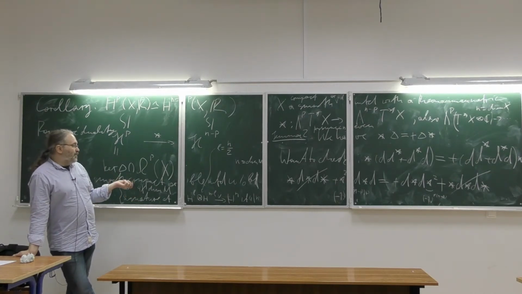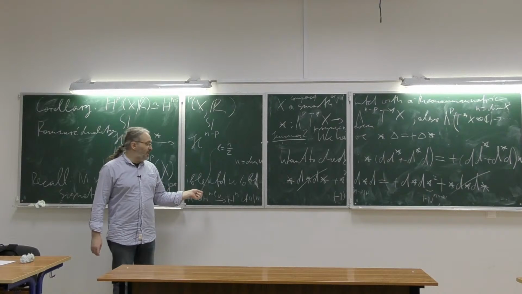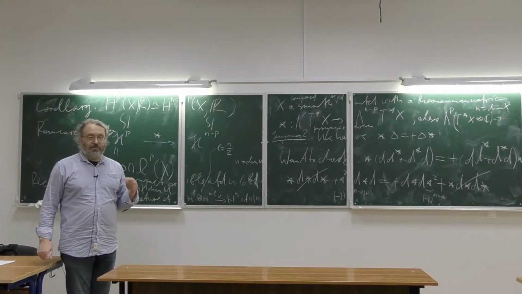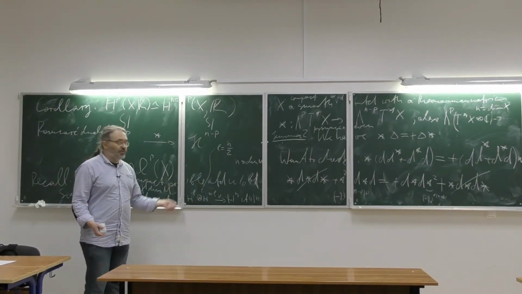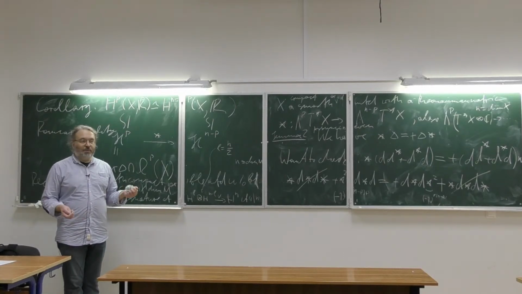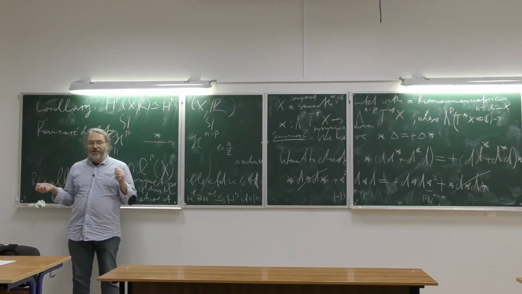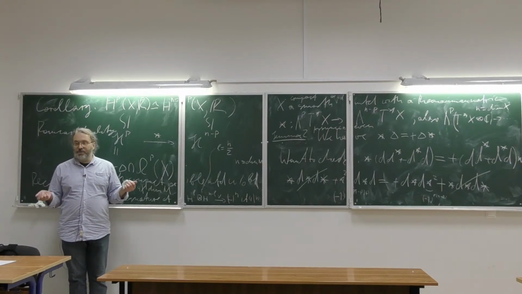So if n is divisible by 4, then this form is symmetric. If n is divisible by 2 but not by 4, the form is antisymmetric. And if n is not divisible by 2 at all, then there is no middle cohomology. Does this make sense? For example, the intersection form for curves on a two-dimensional manifold is antisymmetric. But the intersection form for surfaces in a four-dimensional manifold is symmetric. Okay, does this make sense?